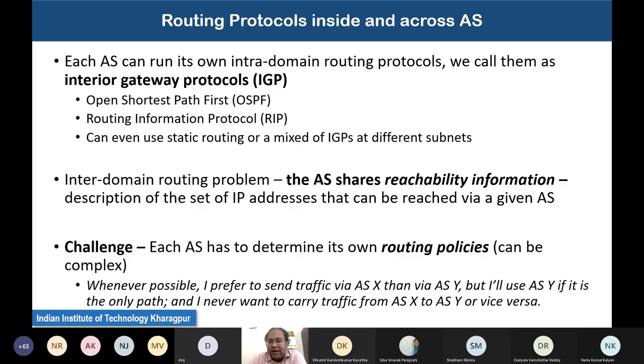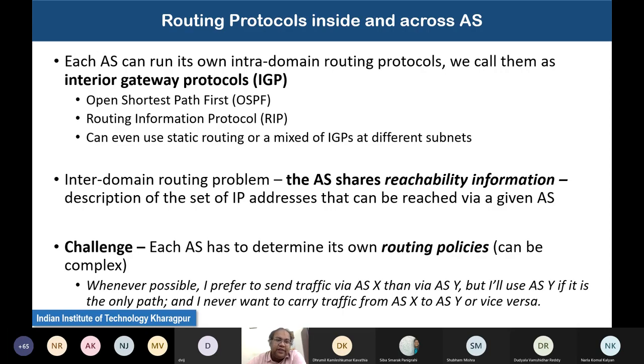Now, each autonomous system can run its own intra-domain routing protocol, as I was mentioning. We call them the interior gateway protocols, like OSPF, RIP, and so on. They can even use static routing, or a mix of different routing at different subnets. So it might also happen that, if the network administrator wants, they can use one routing protocol within one subnet and another routing protocol in a different subnet. That is entirely based on the configuration policy of the network administrator.